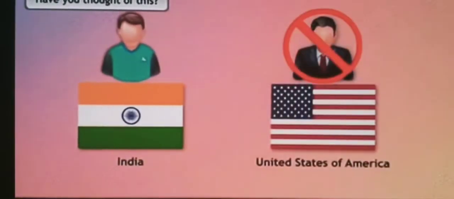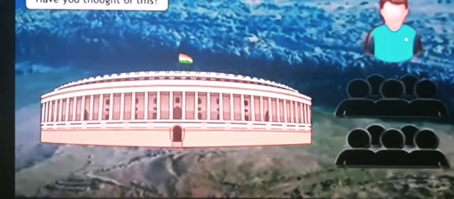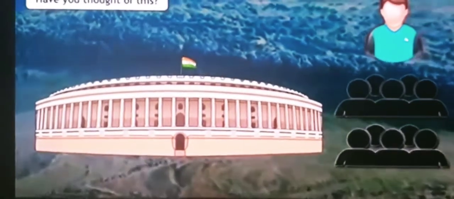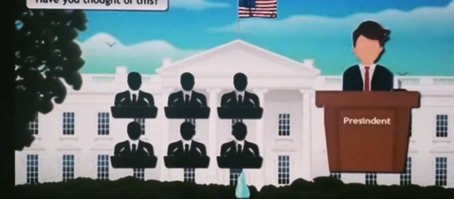2. In India, we have a Prime Minister. But why is there no Prime Minister in the United States of America? Answer. In the parliamentary system of government, the Prime Minister is the head of the executive, that is the Council of Ministers, which is the Indian system. The President is the head of the executive, which is the American system.